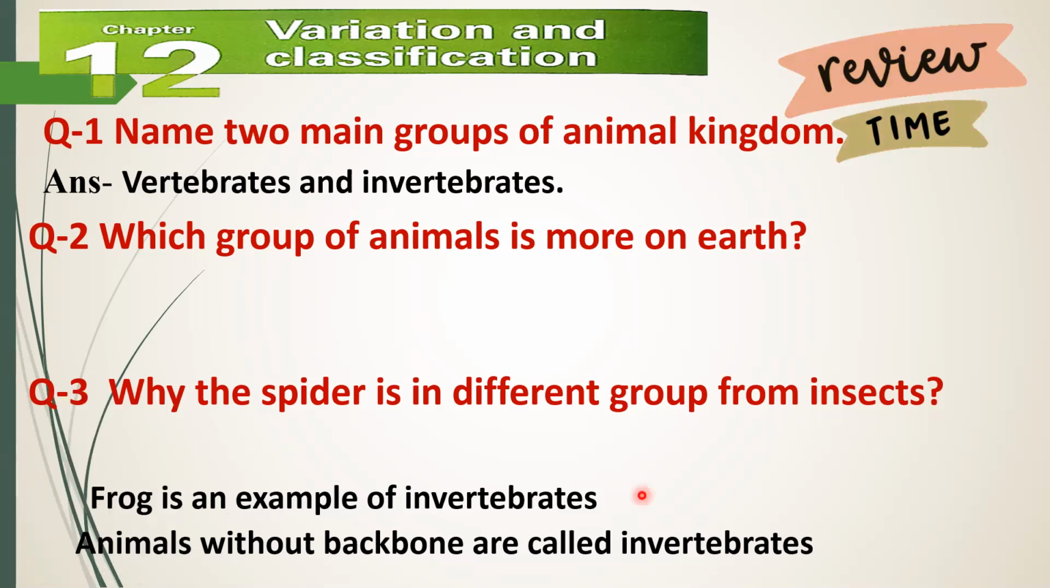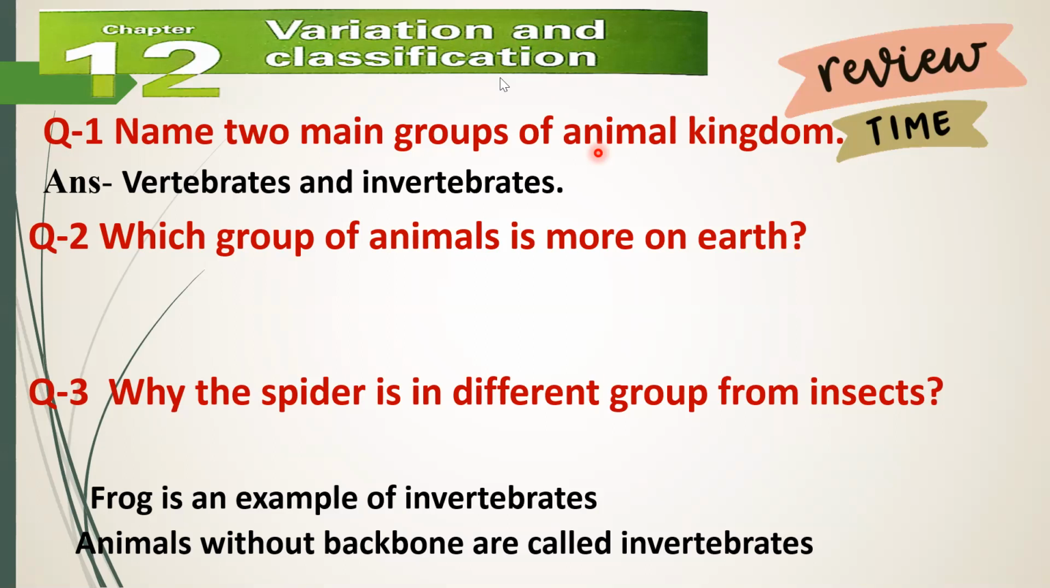Well, come towards the second question. Which group of animals is more on earth? Who will answer this? Those students who want to give the answer of this question should raise their hands. Let me give you a clue. There are two types of animal groups, so-called vertebrates and invertebrates. So which animals are in more number, vertebrates or invertebrates? Yes, come on.